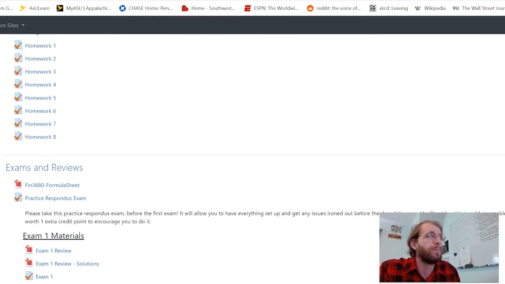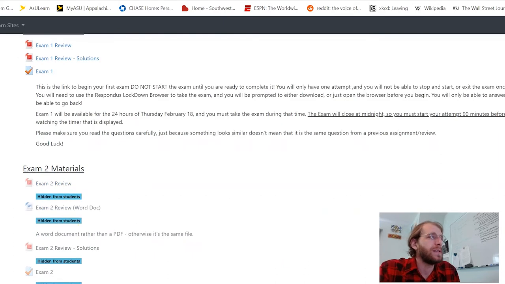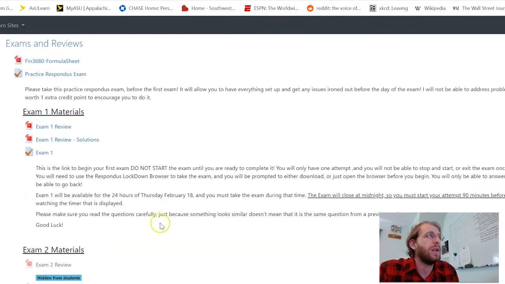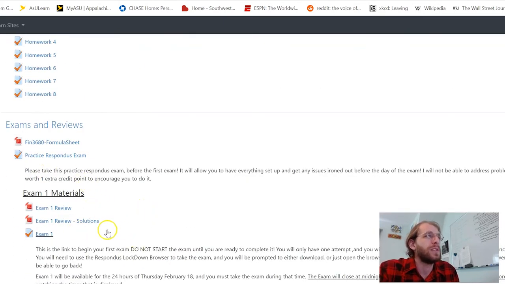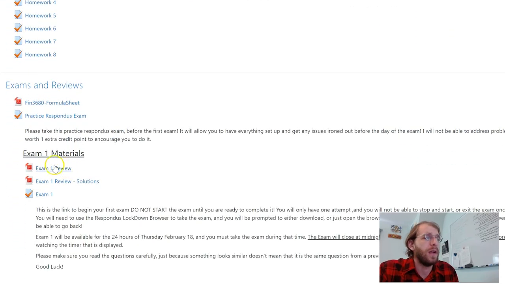They're already there. After that are exams. You will have 3 exams and a final. You can see that they're already posted. What you will be able to see is the material for the first exam. You'll be able to see that there is a review file, a review solutions file, and an exam file, which again will open up when you do the exam. You will have 90 minutes to do each exam. The exams will close at midnight, so you will have to start 90 minutes before that, but you'll have a 24-hour period to do it.